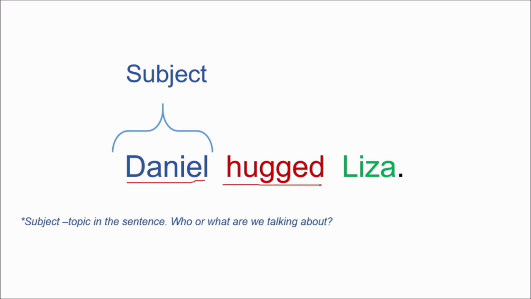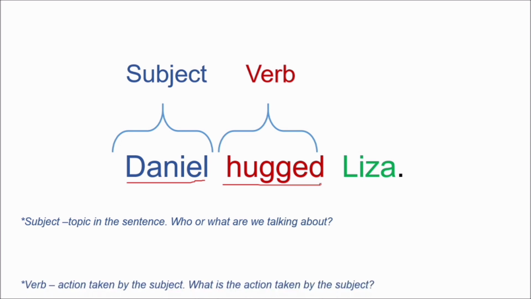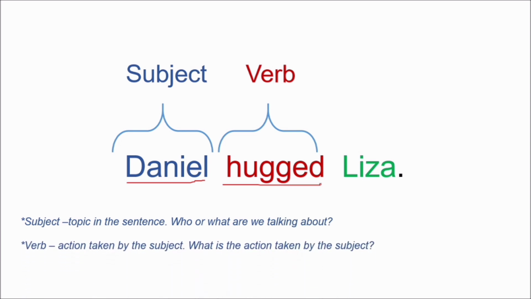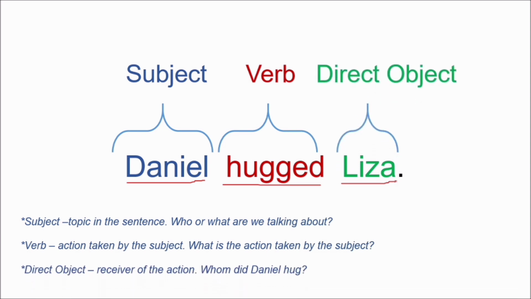Therefore, Daniel is our subject. Now, what did Daniel do in the sentence? Daniel hugged Liza. The word hugged is now our verb. When we say verb, it is the action taken by the subject. So it answers the question, what is the action taken by the subject? Okay? Now, Liza is our direct object. When we say direct object, it is the receiver of the action. It typically answers questions starting with whom, to whom, or for whom. So there you go. These are the three basic components of a sentence.